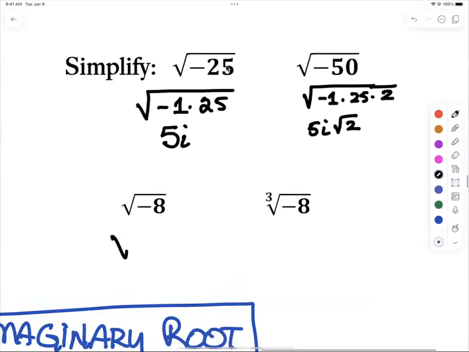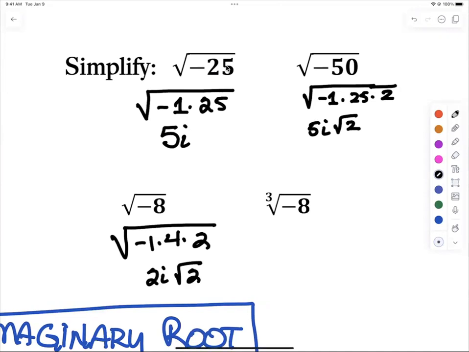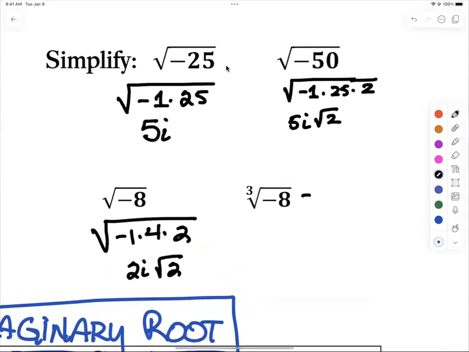And then the square root of -8. -1 times 4 times 2. This simplifies as 2i radical 2. And the cube root of -8 is not imaginary, but I just threw that in there. That odd index makes that a real number.